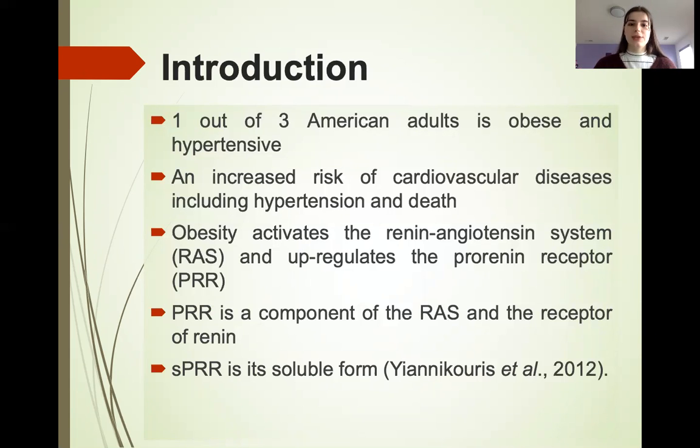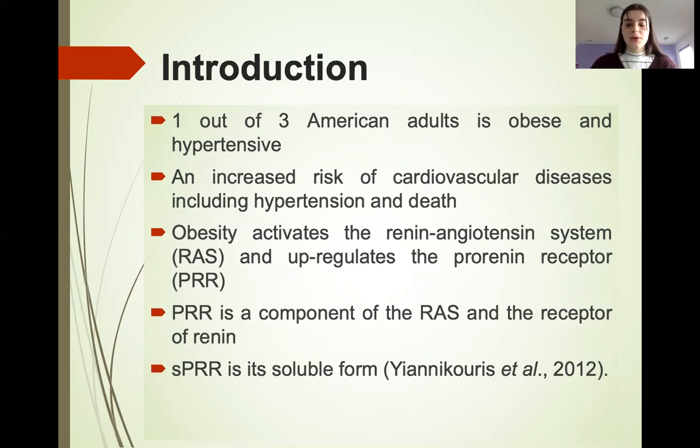So obesity is an increased risk of cardiovascular diseases, including hypertension and death. So it's a pretty severe disease. And obesity activates the renin-angiotensin system, or the RAS. And this is basically just a system that cleaves something called angiotensinogen, and basically upregulates blood pressure, and then upregulates something called the prorenin receptor, or PRR.